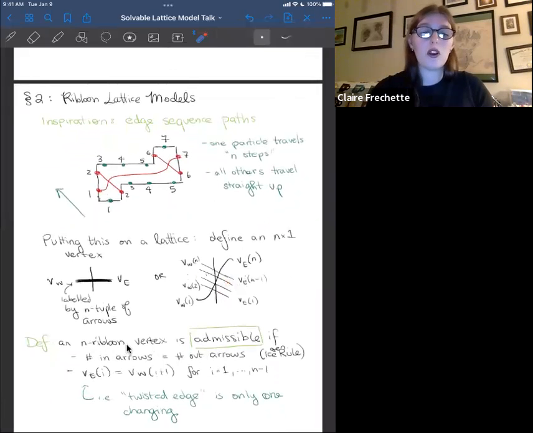So we say that an n-ribbon vertex of this type is admissible if it follows the generalized ice rule. So we're going to label with arrows. You need the same number of in arrows and out arrows. And then you also need the label to not change along these straight edges. It can only change at the twisted edge and on the vertical edge.